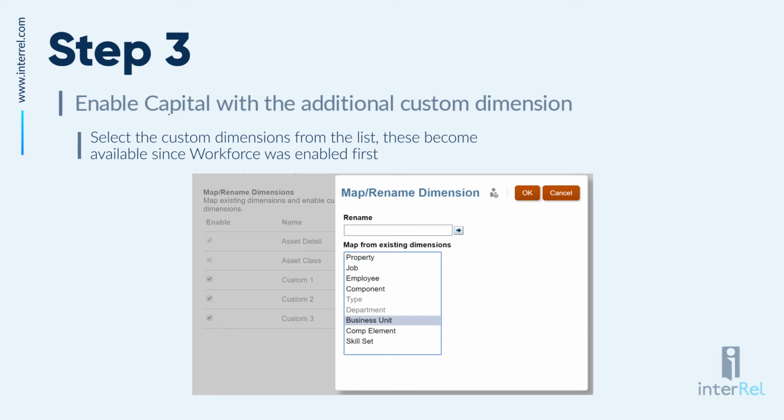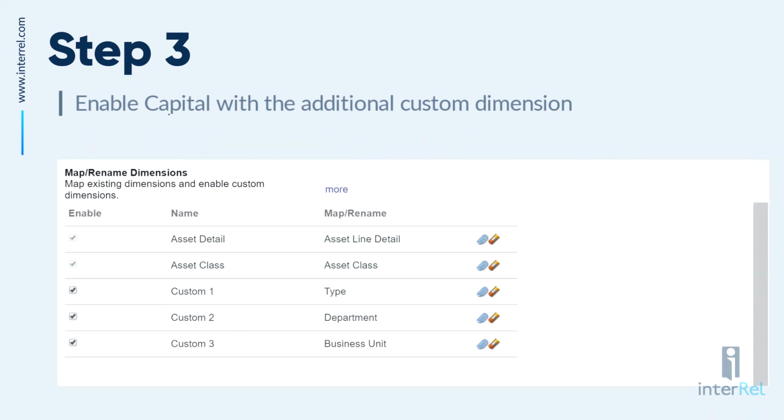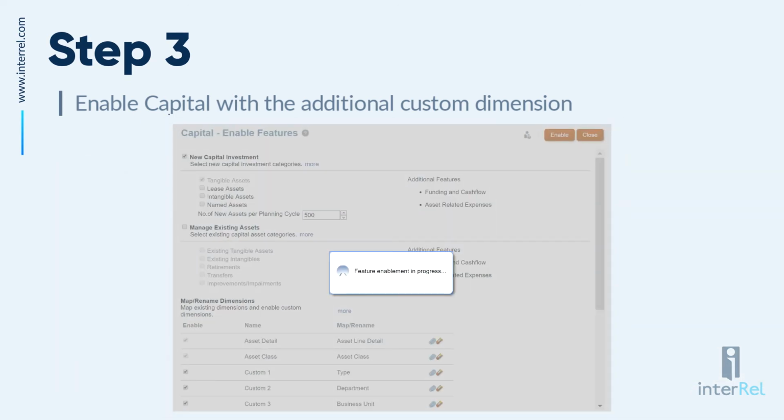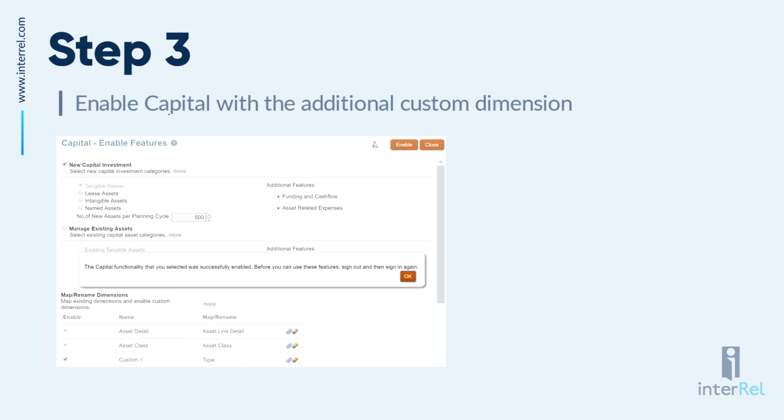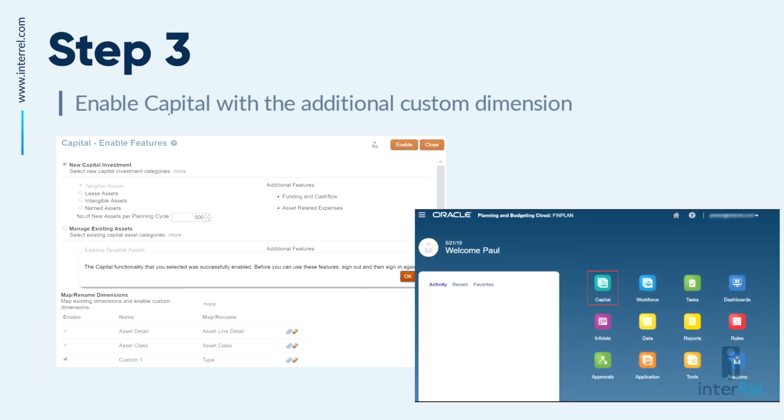Notice that when the custom dimensions are added, the window that opens already lists the available dimension. This is because they were added in workforce first. Select each dimension from the available list to assign to the appropriate custom dimension. The other dimensions remain checked, and we also modified the name for asset detail as it was done in test. We then enabled the capital framework. Capital is now enabled the same as it was originally in test, with the addition of the third custom dimension named business unit. So far, so good.